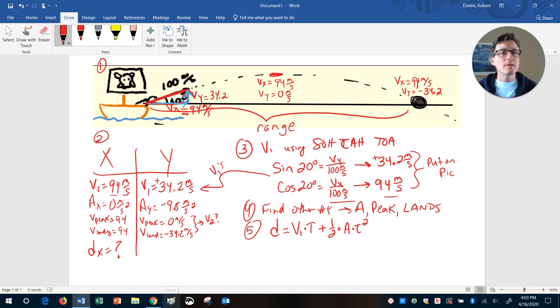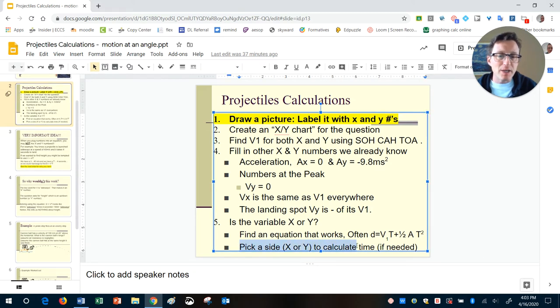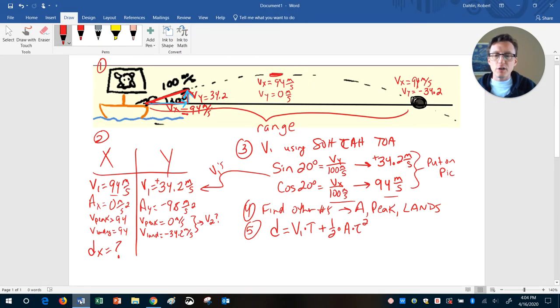Time. And that's oftentimes the case, is time is missing. So if you go back to the notes, a lot of times the very last step is to pick a side to calculate time. Now, interesting thing about time, time doesn't have a direction. So if you can calculate the time on either the X or the Y numbers, that's the same time on both sides. Because however long the cannonball takes to fly through the air is however long it takes to fly through the air. And so we pick a side on a chart that gives us enough numbers to find time.